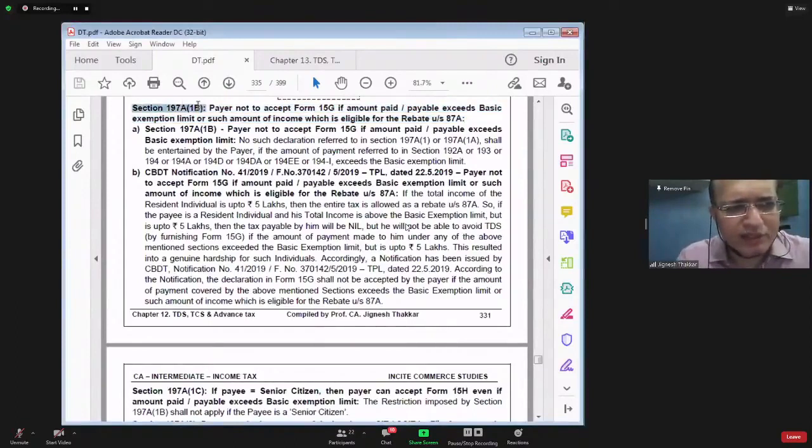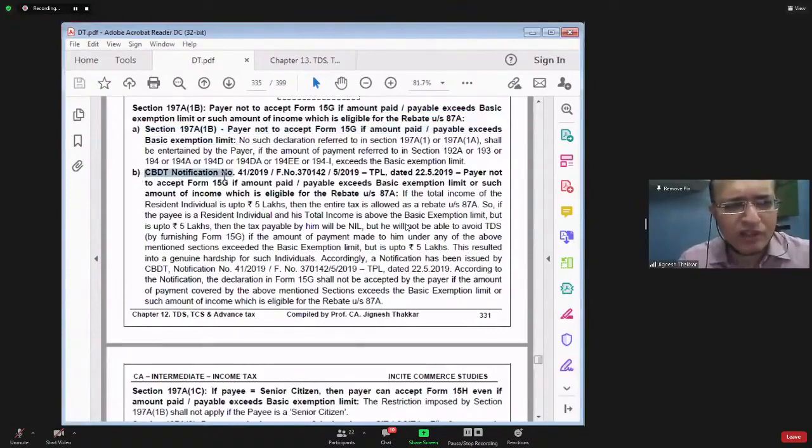Section 197A, subsection 1B: payer not to accept form 15G if the amount paid or payable exceeds the basic exemption limit or such amount of income which is eligible for rebate under section 87A. 197A(1B) says the payer should not accept form 15G if the amount paid exceeds the basic exemption limit.